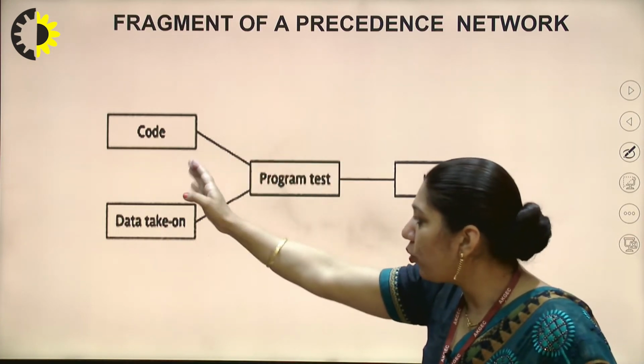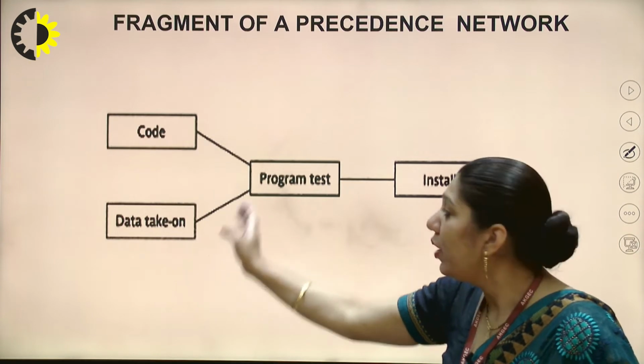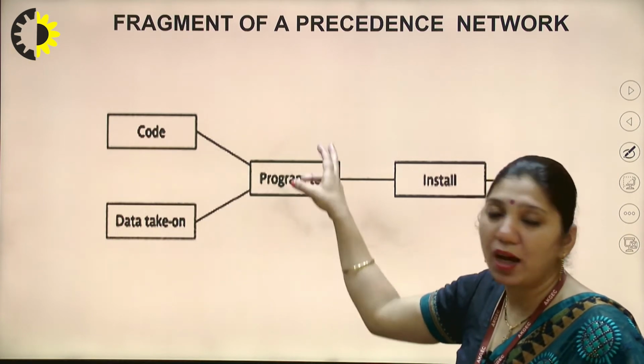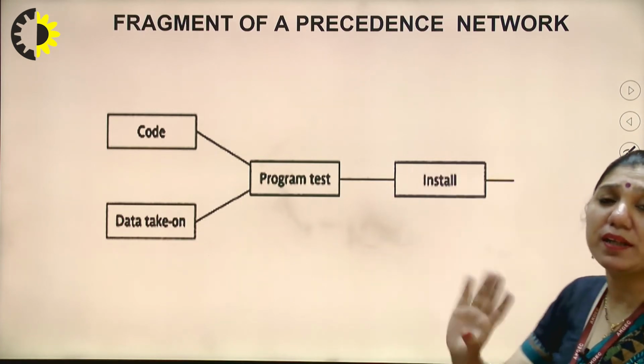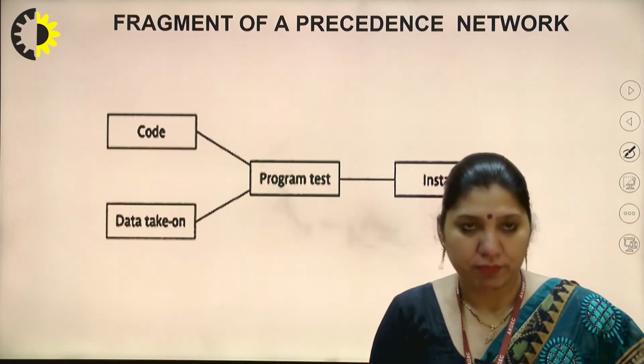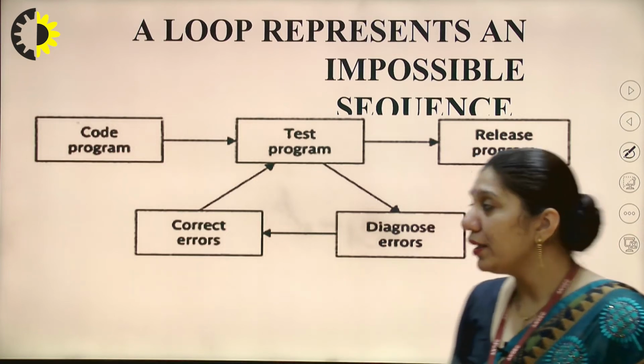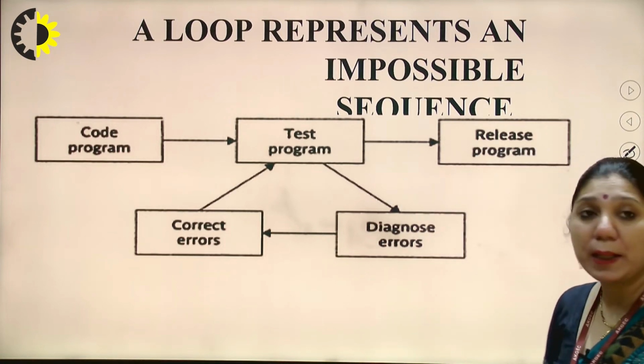It isn't having a node code, it is having a node data take on. What will happen with the combination of this? We can have the program testing and then the installation, and further processing can be done. It's just a simple example of a precedence network. Then further it is saying that a loop representation is an impossible sequence.